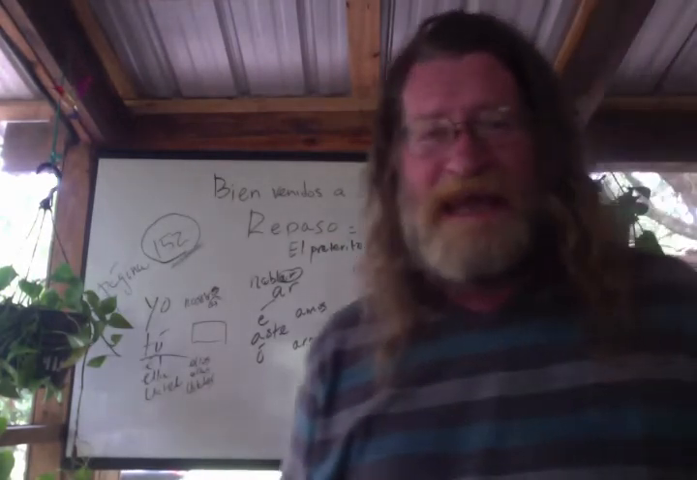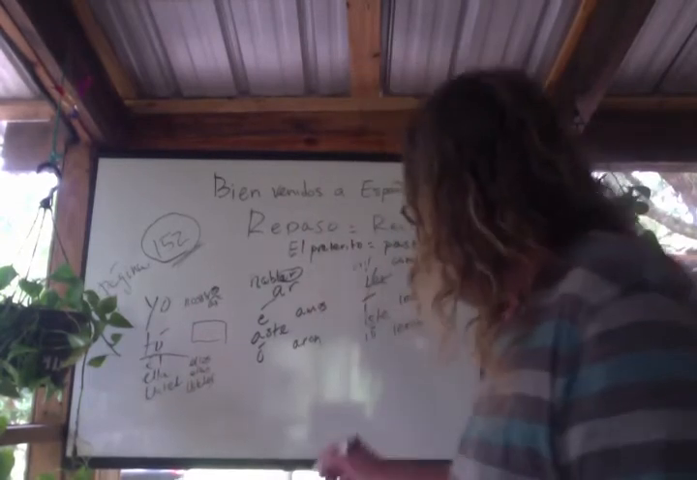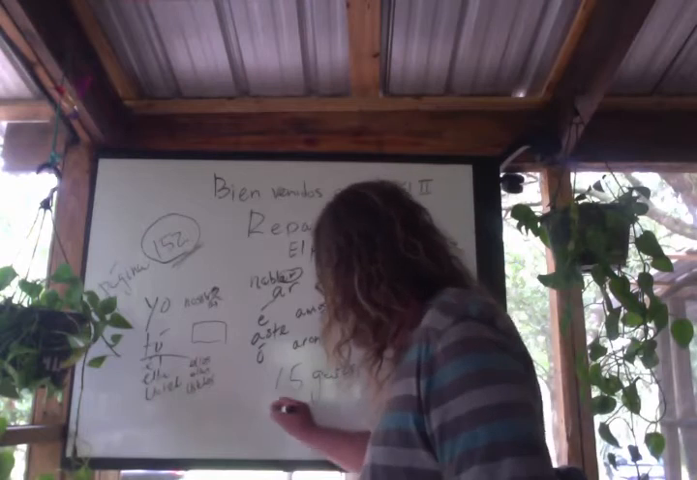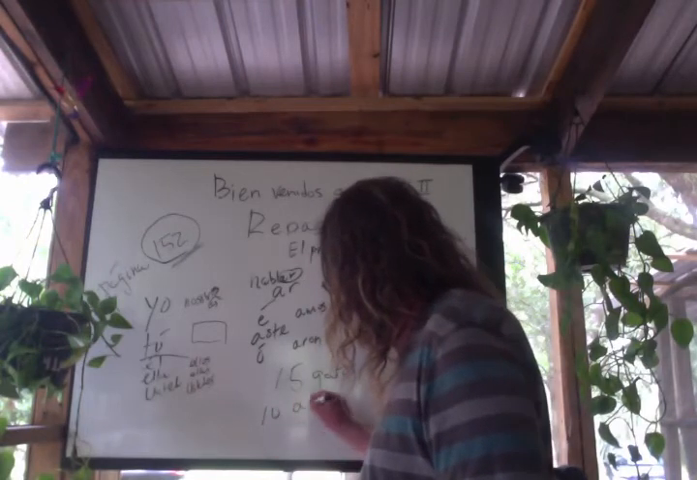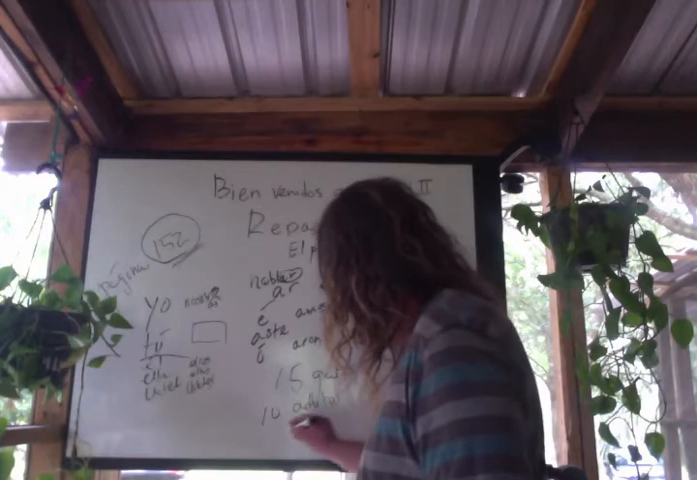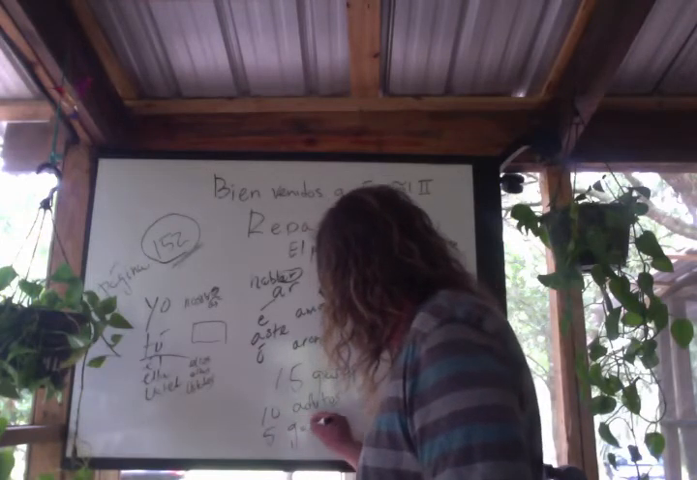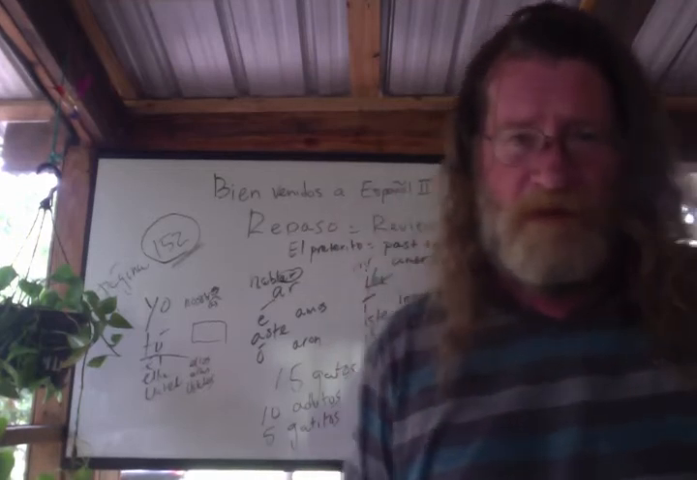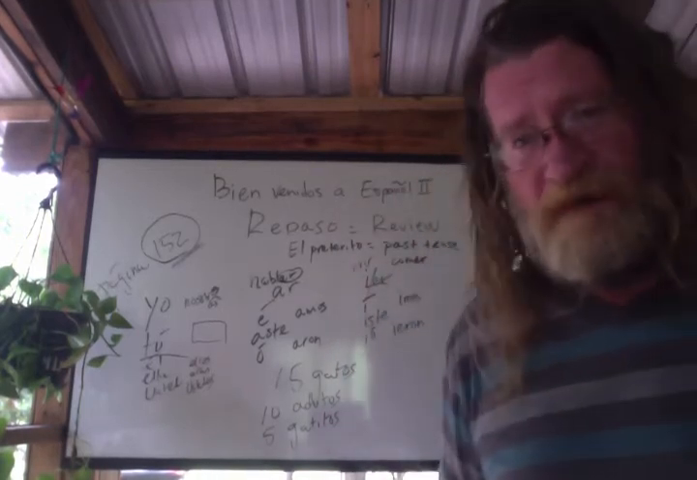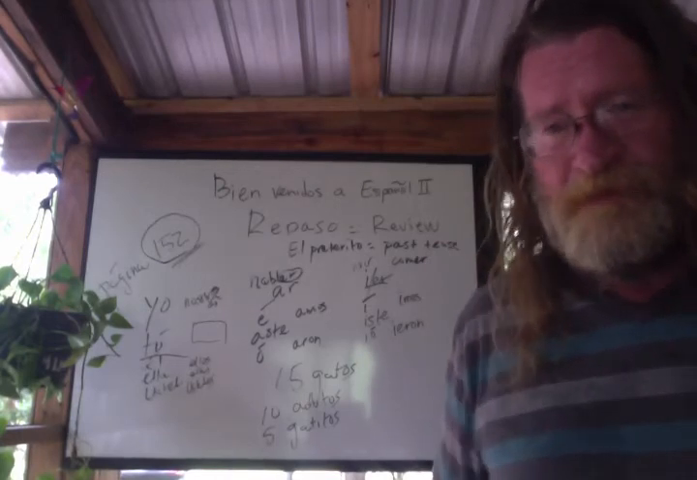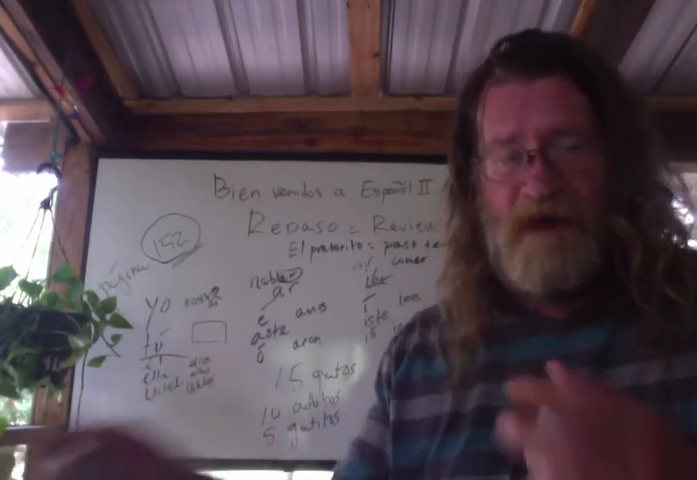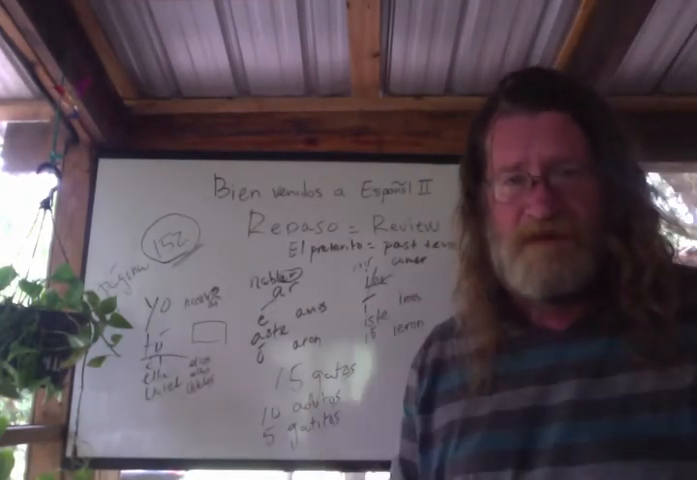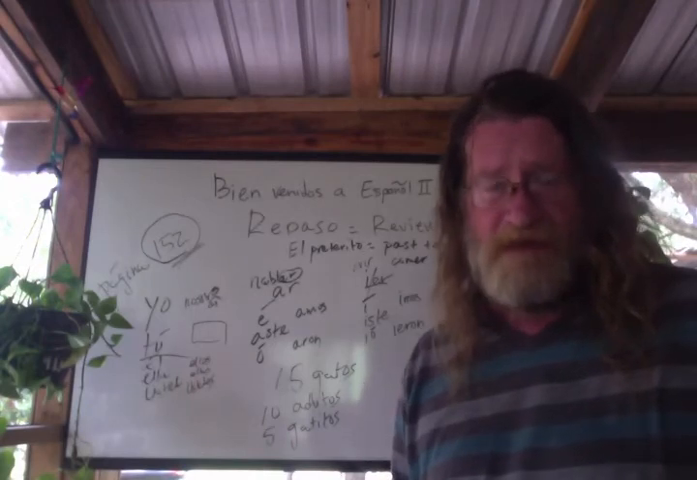Yo tengo 15 gatos. 10 adultos y 5 gatitos. So, if I were you, while I was feeding my kittens and cats, I would be practicing not just with one or two or three verbs, but with a lot of them, so that you can get used to saying the conjugations.